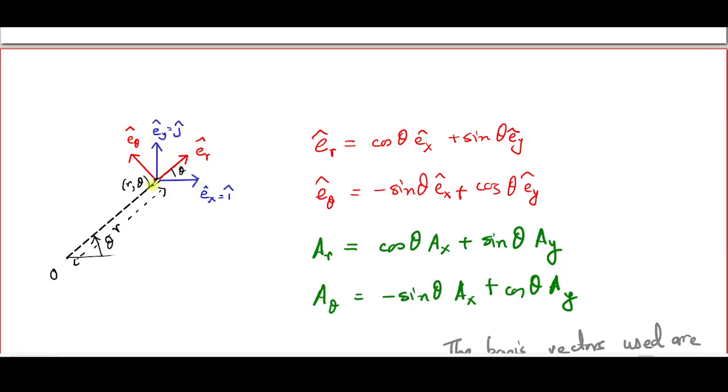And it's easy to see from this diagram that er makes an angle theta with ex and 90 degrees minus theta with ey. So er is obviously cosine theta ex plus sine theta ey. It takes slightly more thought to figure out that e theta is minus sine theta ex plus cosine theta ey. So Ar, the radial component of a vector, can be easily figured out from this expression. It works out to cosine theta Ax plus sine theta Ay, whereas A theta, the cross radial component, is minus sine theta Ax plus cosine theta Ay.